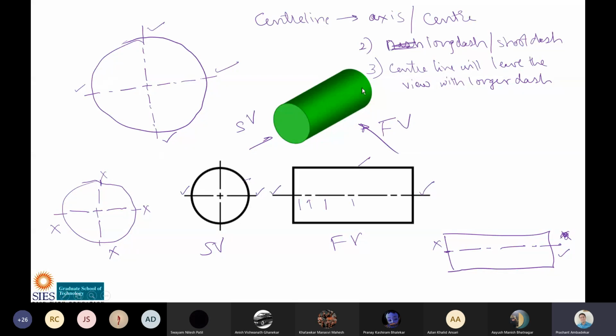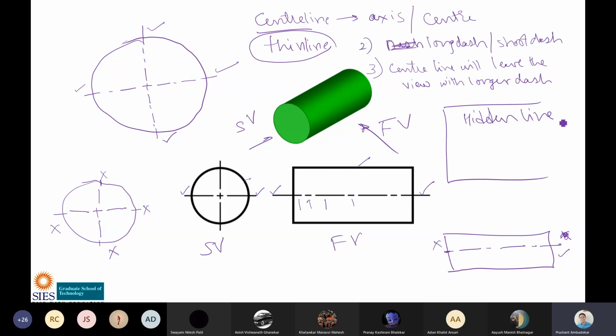I think the slide is clear to all of you. Yes, sir. Okay, the center line is also a thin line. Just to mention, the hidden line: actually, a hidden line is not a continuous line, it is a dotted line. And it is also a thin line. Clearly see the difference between a thick line and a thin line here.